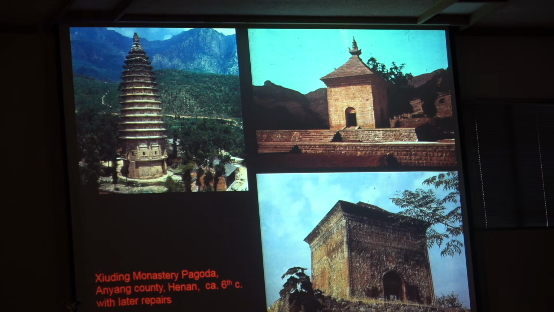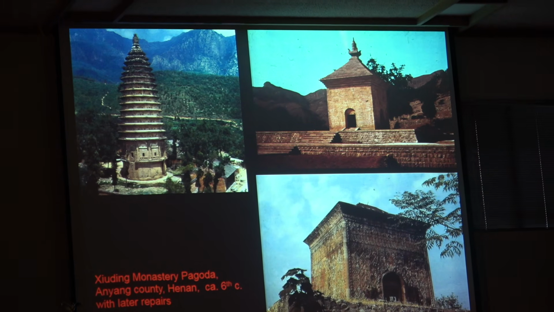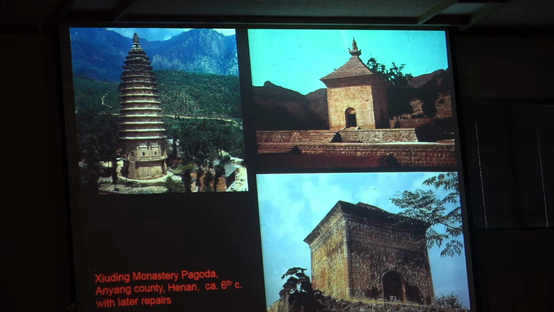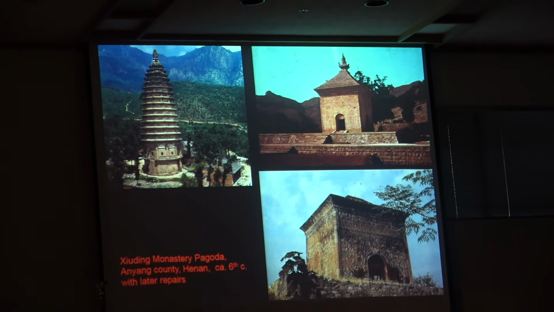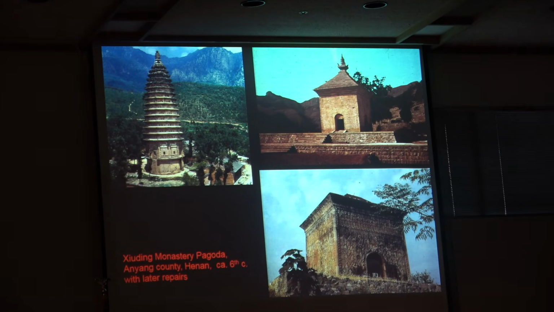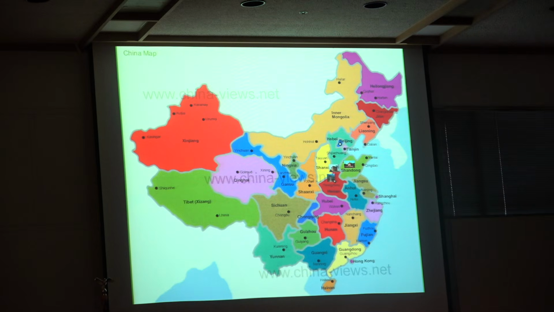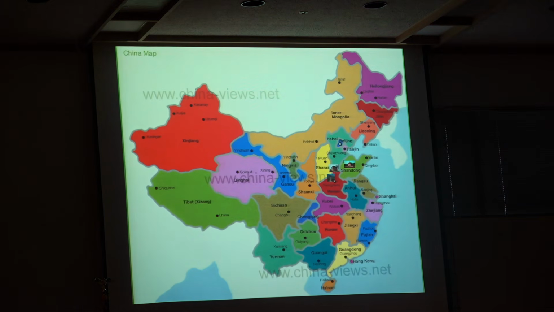I add a third pagoda. You have some pieces from the exterior face of this pagoda in the museum, Shouding Monastery Pagoda in northern Henan Province, that has a date of around the 6th century, but was restored. But I show it to you so that we can look at this map, and even though you are looking at three buildings that look fairly close to each other on the map, they're part of three different political spheres.